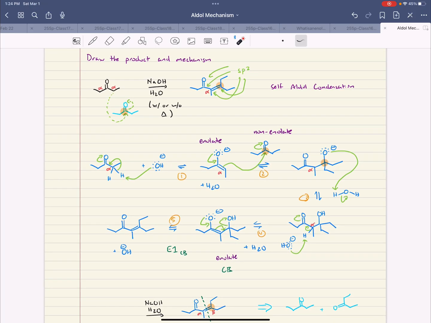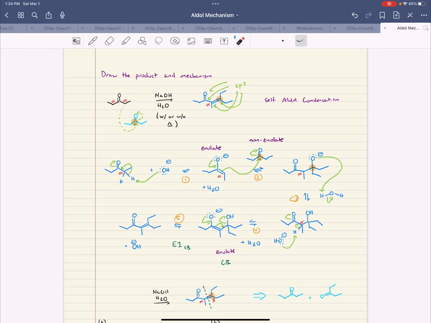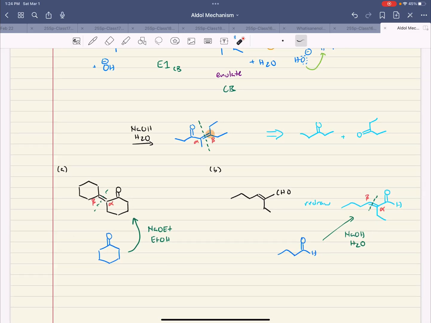But please, this is the basics, okay? You have to know how to draw the aldol product, especially a self-aldol product. And let me be super specific. Self-aldol condensation product. And be able to draw the mechanism. One step above that is if I give you the final product, would you be able to decipher what the starting materials are?